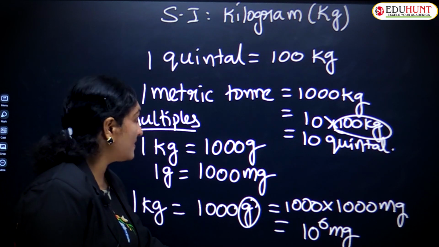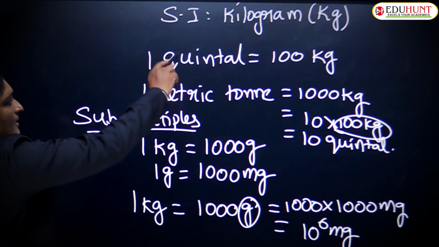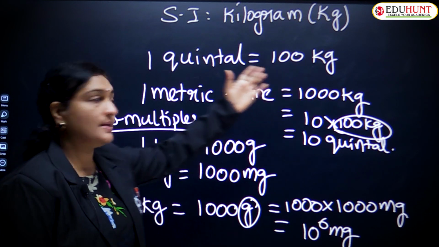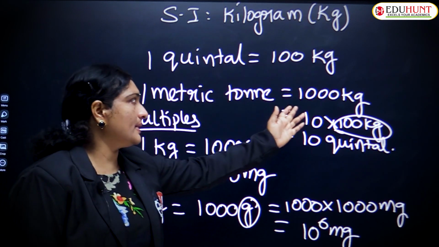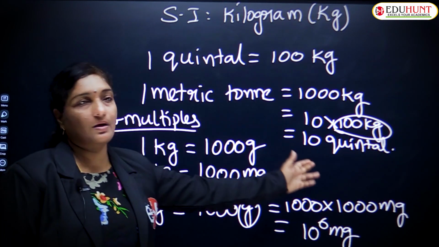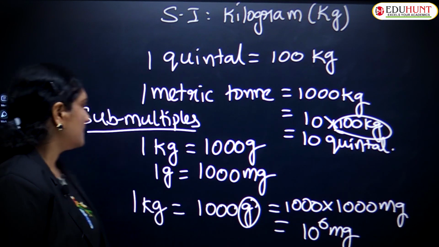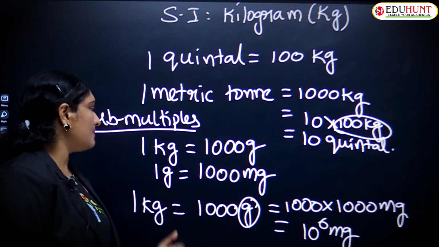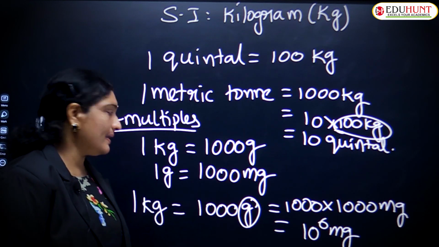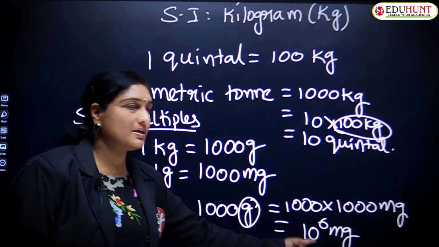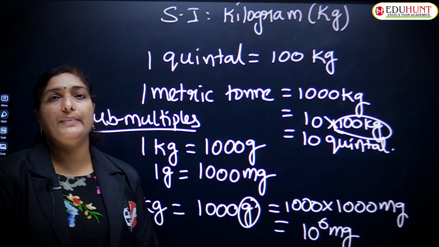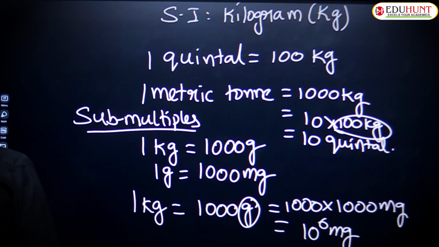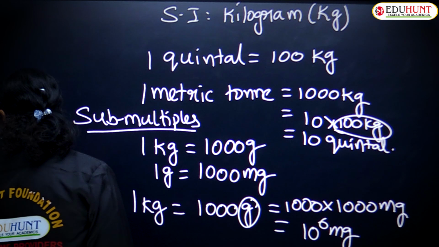So remember this, children. What is the SI unit of mass? Kilogram. And 1 quintal is 100 kgs. 1 metric ton is 1000 kg, and 1 metric ton is also equal to 10 quintals. So here we come across some multiples. 1 kilogram is 1000 grams, 1 gram is 1000 milligrams, and 1 kilogram is also equal to 10 power 6 milligrams. Okay, so based on that, let us move to today's topic.